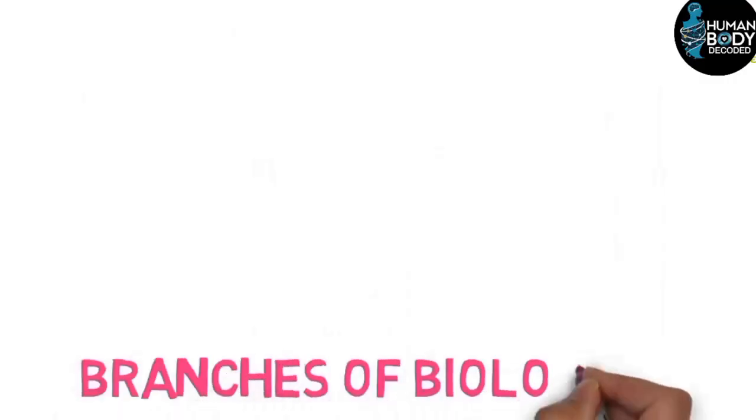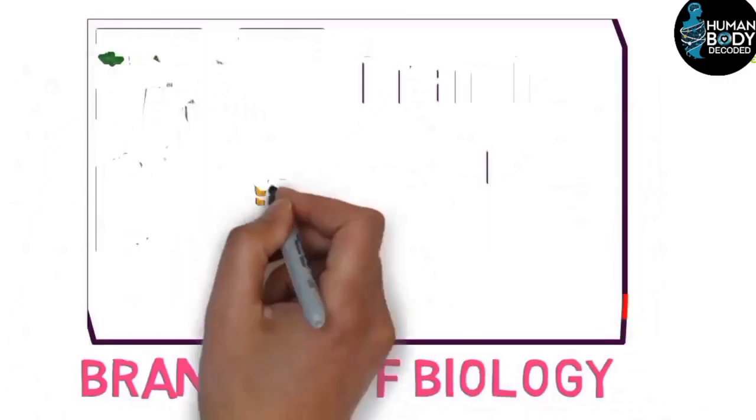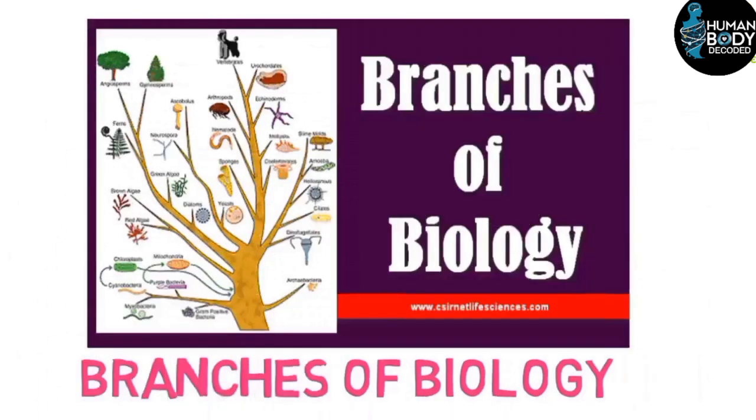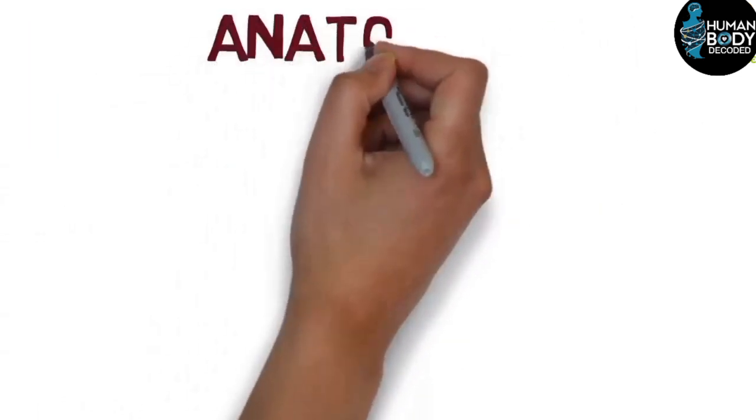Today, we will study the 13 branches of biology. Although there are many branches of biology, we will focus on the important ones. The first branch is anatomy.